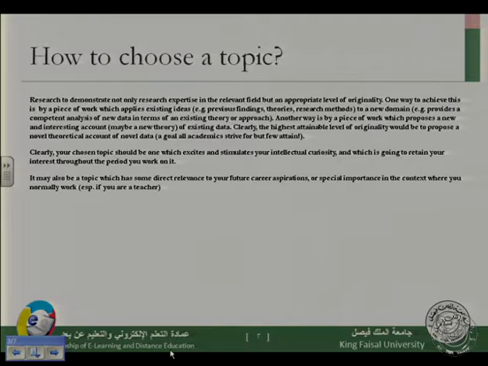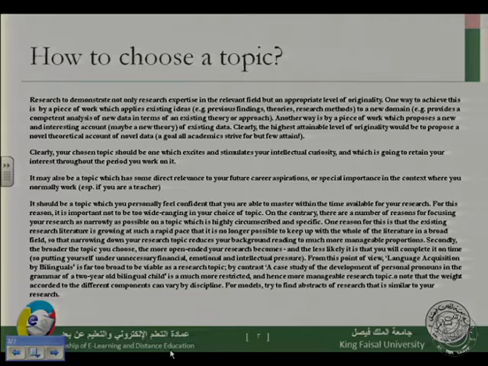It may also be a topic which has some direct relevance to your future career, aspirations, or special importance in the context where you normally work. Well, this is one way. You want to research something related to your future career or your current job. Let's say that you want to improve the profession or job practices in your company or in your work. So you chose that topic. As I said in the example before, English language teachers. Probably if you are an English language teacher, you want to improve your teaching practices, or you want to improve the teaching practices in your school. So this is one way to choose a topic.